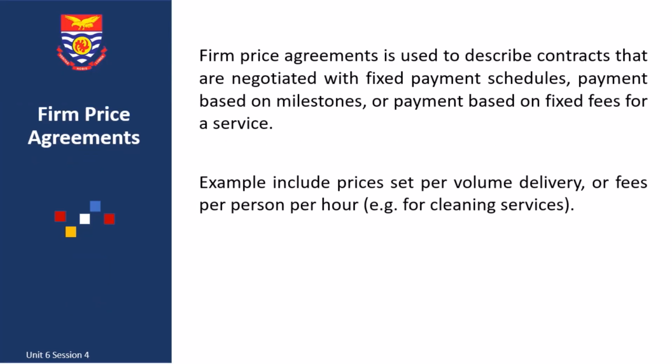Firm price agreement. A firm price agreement is a price that is not subject to any adjustment. A firm price agreement is used to describe contracts that are negotiated with fixed payment schedules, payments based on milestones, or payments based on fixed fees for a service. An example will include the fees paid per person per hour.